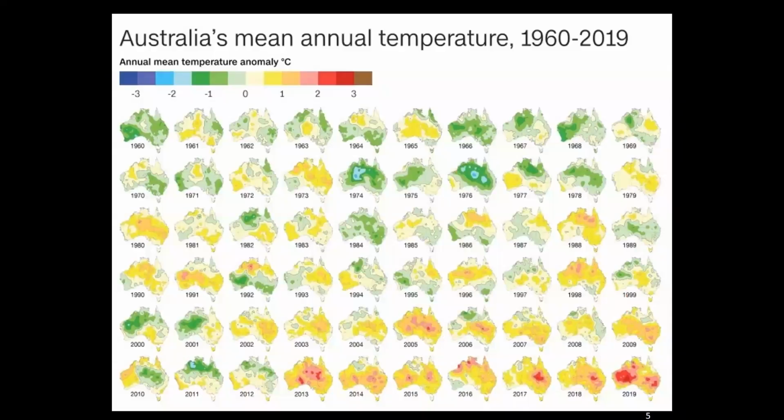Here we can see what has happened since 1960 in Australia in terms of changes in the mean annual temperature. We can see that in 2019, last year, Australia was quite a different place to what it was in 1960 in terms of the mean annual temperature increase.